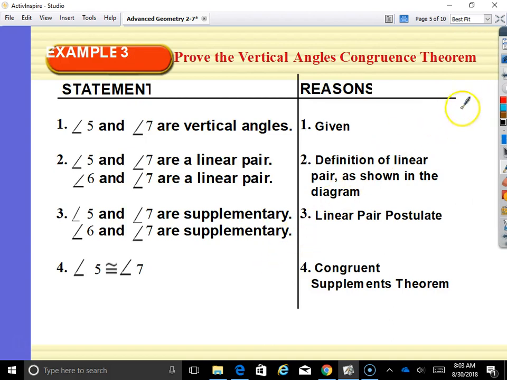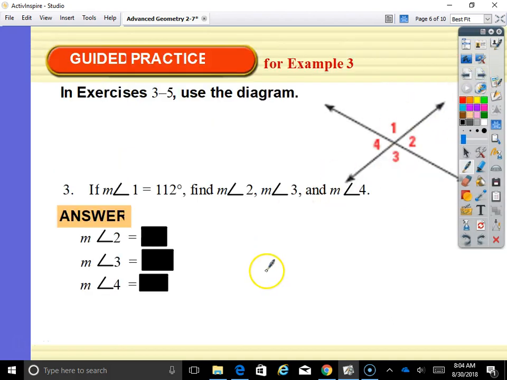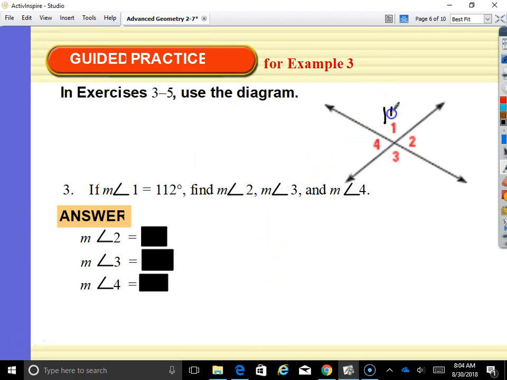All right. So, if the measure of angle 1 is 112 degrees, find the measure of angle 2. What's the measure of angle 2? 68, right? 180 minus 112, they'd add up to 180. They're a linear pair. What about 3? 112, it's vertical, guys. And it's supplementary to the 68, and vertical to that 68 over here.